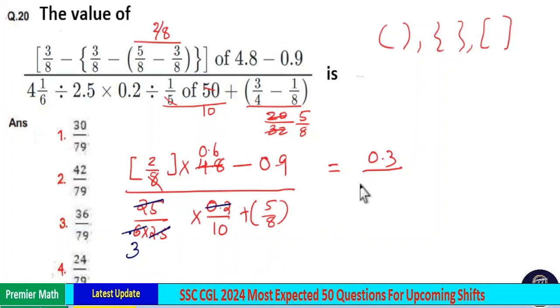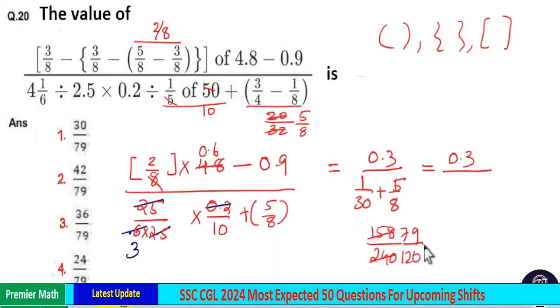So in the denominator you have 1 by 30 plus 5 by 8. Now this will become 0.3 divided by, this is 8 plus 150, that is 158 by 8 into 30, 240. If I divide it by 2, this is 120 and this is 79. So in the denominator you have 79 by 120. Which means 0.3 into 120 by 79. 0.3 into 120 means 36. So this is equal to 36 by 79.